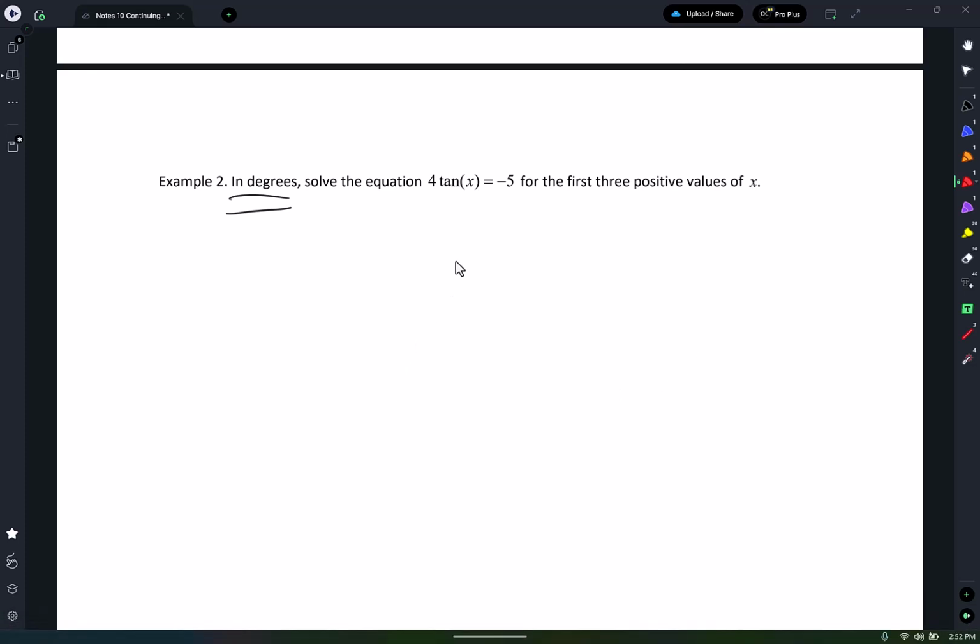And it says solve for the first 3 positive values. It doesn't tell me how to solve it. I guess I could solve it by typing this into the graphing calculator. But let's practice algebraically. So I have 4 tan x equals -5. What's your first move? Divide by 4. So I'm going to write tan x equals -5/4. Are we still okay?